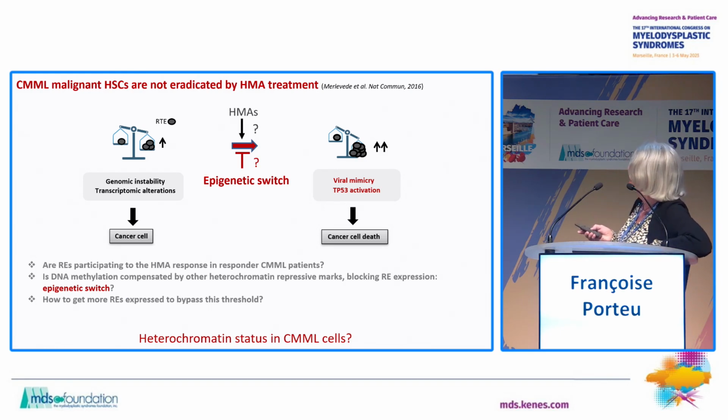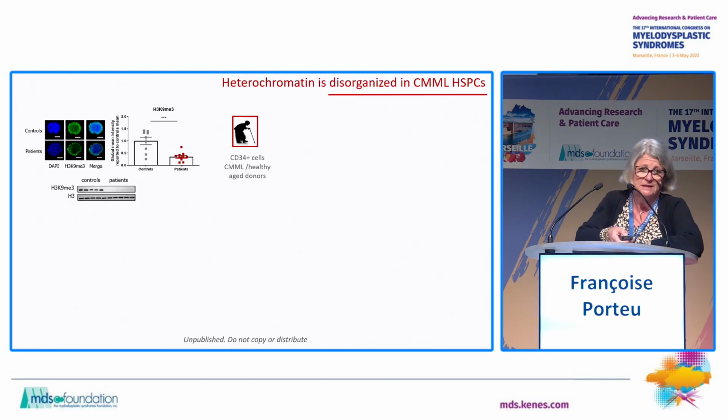So in CMML, as you heard also, hypomethylating agent treatment actually does not eradicate HSCs. So we wondered why is that, and is it because we cannot induce a sufficient amount of retroelements in these cells? And if so, is it because of an epigenetic switch, a repressive mark blocking these retroelements and preventing the viral mimicry and the immune cell death? So we looked at that, and first we looked at heterochromatin status in CMML cells.